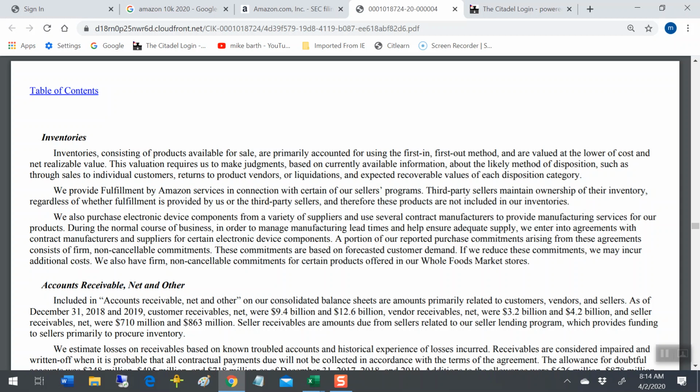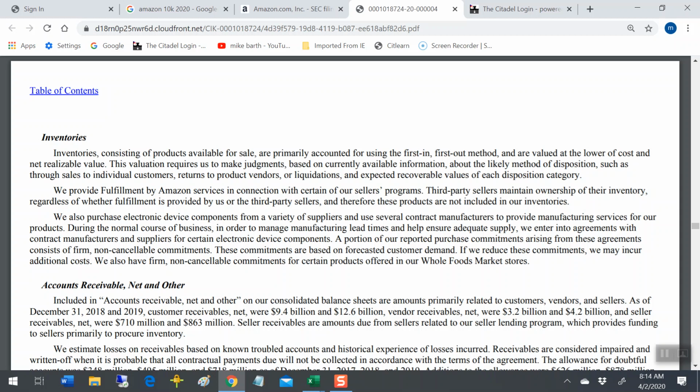All right. The other thing is this valuation requires us to make judgments based on currently available information and the likely method of disposition, such as through sales to individual customers. Okay, that's the normal guess. Yeah, we bought this crap and we think we can sell it.